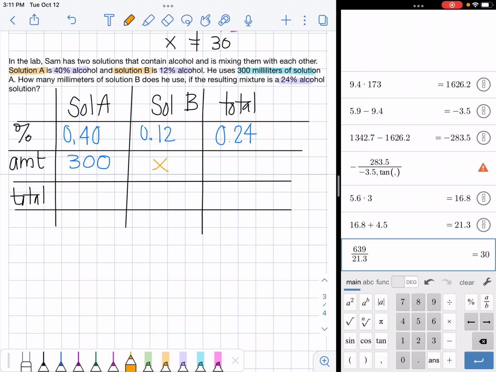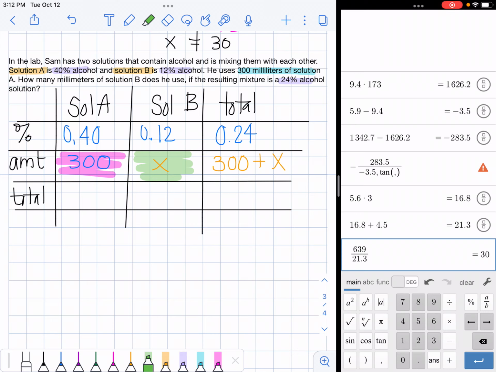When I'm making a mixture of solutions, I want you to imagine in one hand you have a beaker of solution A, and in the other hand you have a beaker of solution B, and you pour them into a joint container, and that makes a new solution. So I'm combining them together. That means the total amount that I have is 300 plus x, because I'm adding this plus this to be my total in the new beaker.